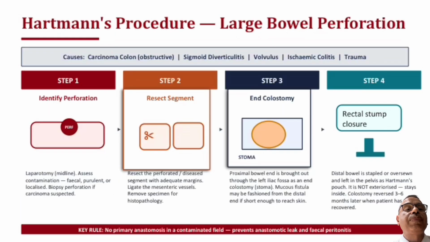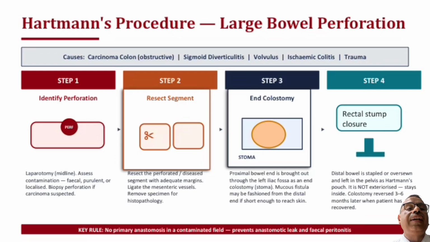A word about Hartmann's procedure, which is a very important procedure as part of damage control surgery, and can be done in large bowel perforation. We have already seen that the causes which lead to large bowel perforation are colorectal carcinoma, especially the obstructive type, sigmoid diverticulitis, volvulus, mesenteric ischemia or ischemic colitis, and trauma. Trauma, especially penetrating trauma, is a very important cause of large bowel perforation. Now, what exactly is a Hartmann's procedure?